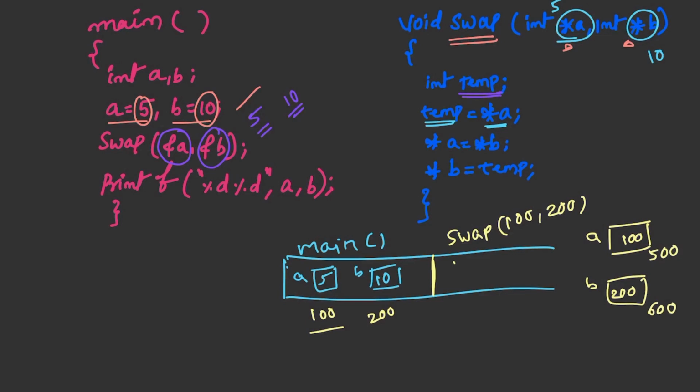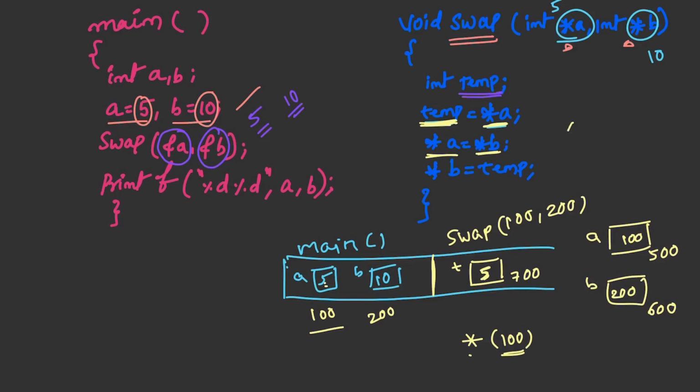In the swap function, a temporary variable has been created. Let's say it is at the address location 700, and the temporary variable has been loaded with star A. That means we know star A is at 100, so the value at 100. What is the value at 100? That is 5. So temp is changed to 5, and star A is equal to star B.